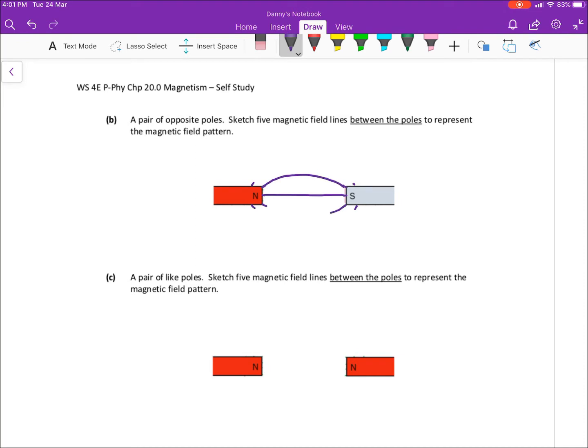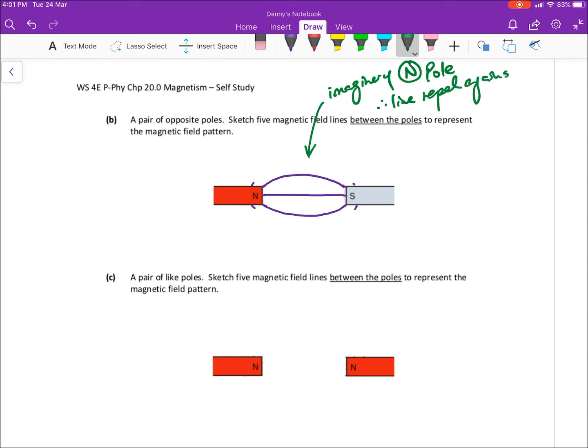So some of you may be asking me, why not draw 3 straight lines? That's because, remember at the very beginning, all these lines are actually your imaginary North Pole. Correct or not? So it means that the line will repel against each other. And if the lines repel against each other, then you cannot have 3 parallel lines here because they are repelling, they are pushing each other outwards.